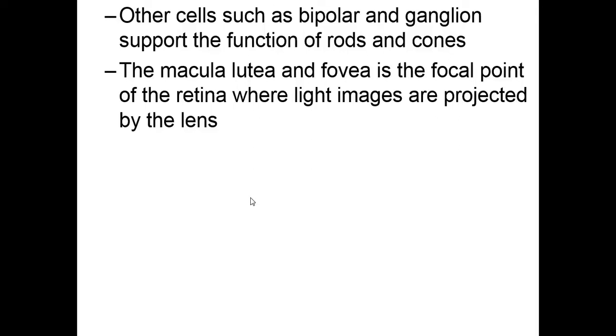When you have nearsightedness or farsightedness, that is where the lens projects the image either too far behind the macula lutea or fovea, or in front of. And that's based on the depth of the eye, the roundness of the eye, or whether there's astigmatisms. All those different things cause the lens to project it in a wrong place, which produces blurred or misconceived vision.